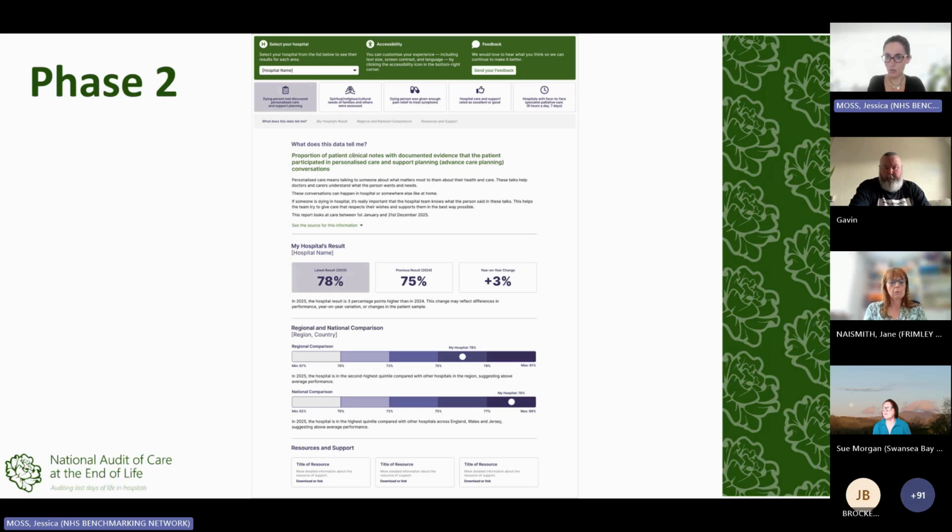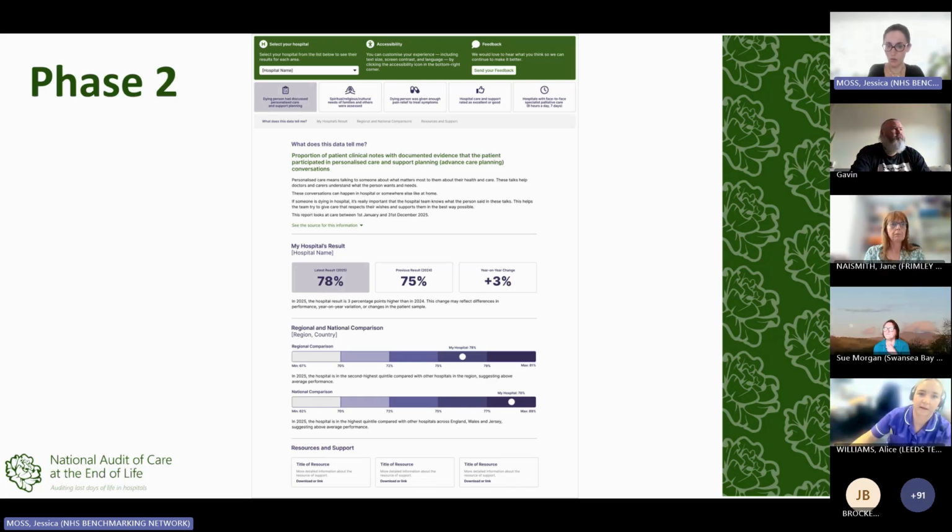But you can see here that we're still focusing on 5 metrics along the top there. They are unchanged from last year. The difference, as I say, this time is that people will be able to see what your hospital's result looks like for those 5 metrics. And they will also be able to see where your hospital benchmarks regionally and nationally.